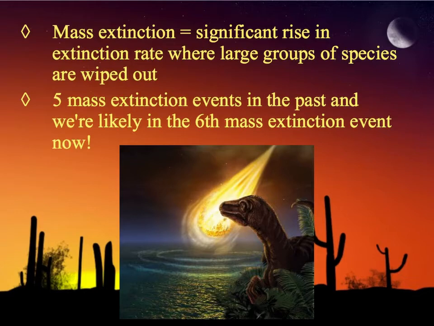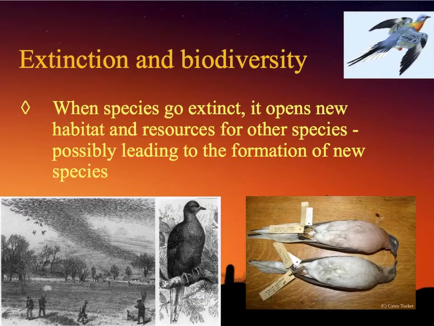Unfortunately for us, and for species across the globe, this particular mass extinction event is likely a result of human activities, whether it be habitat destruction, global climate change, and other factors as a result of human activities. How does species extinction have to do with biodiversity?